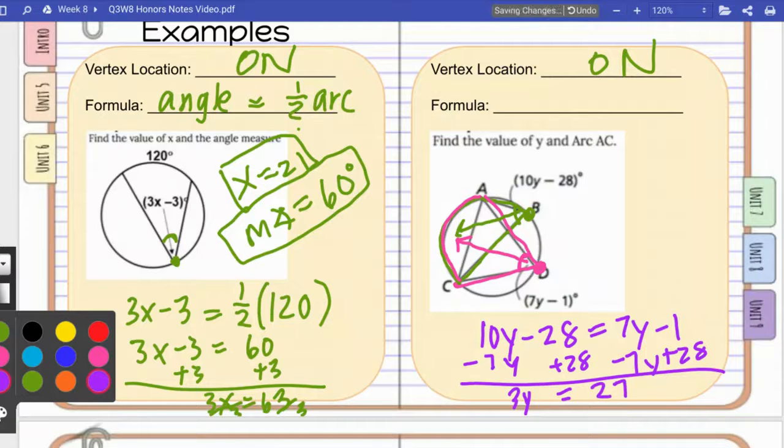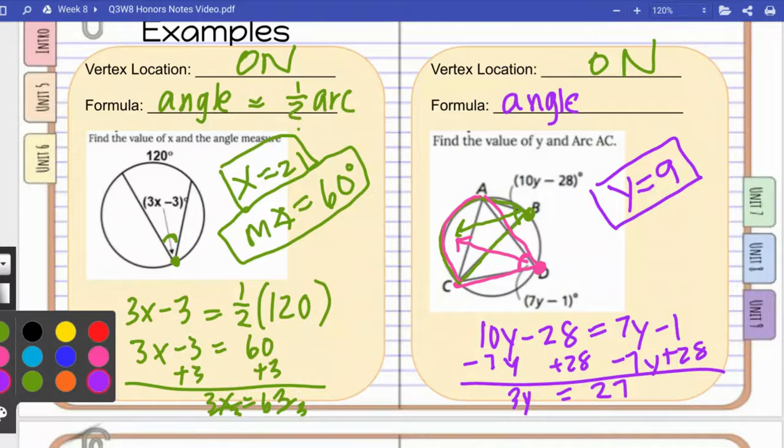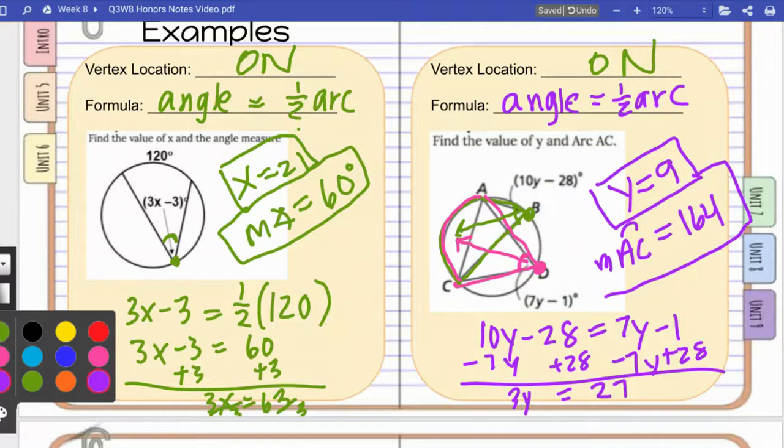And you end up getting y equals 9. So if I plug this back, both these angles end up being 82. And we know that the angle is half the size of the arc. So what's the measure of arc AC? Well, it has to be double the angle. So double of 82 is 164. That's going to be in degrees.